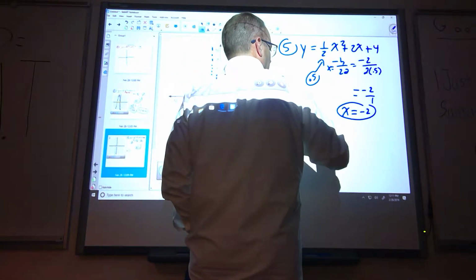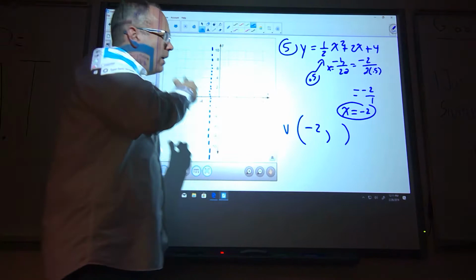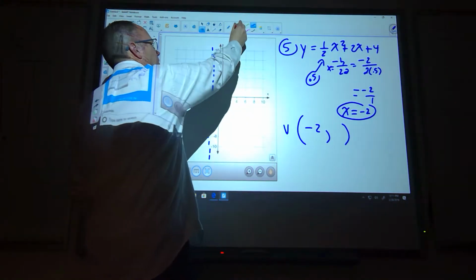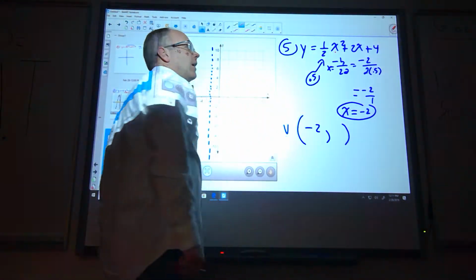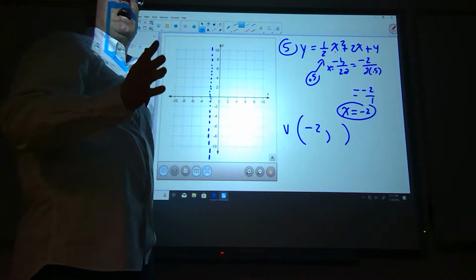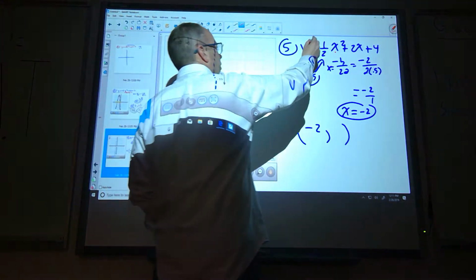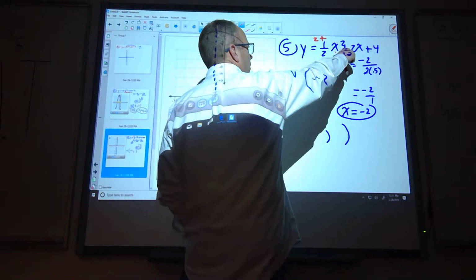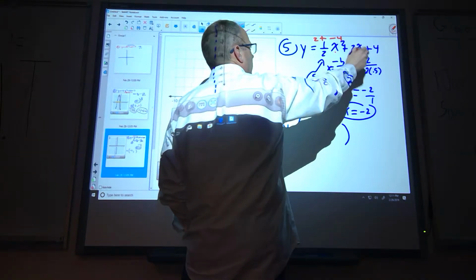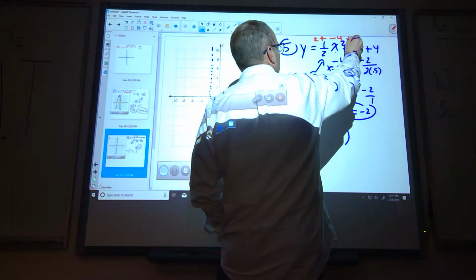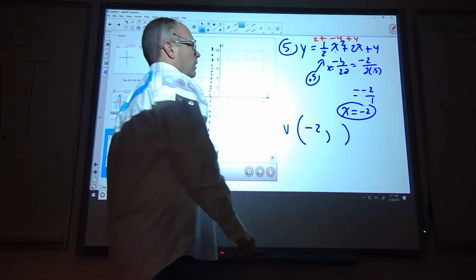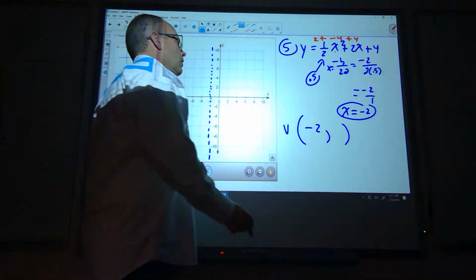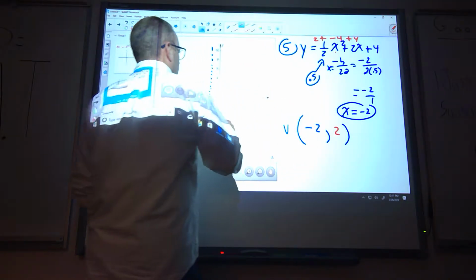Let's get the rest of my vertex. I'm going to plug that negative 2 into each of the x values. So if I plug negative 2 in there, I get negative 2 squared. That's 4. Half of 4 is 2. Plus negative 2 times positive 2 is negative 4. And then plus 4. So if I add all that up, negative 4 and positive 4 cancel each other out. So I get negative 2 comma 2.